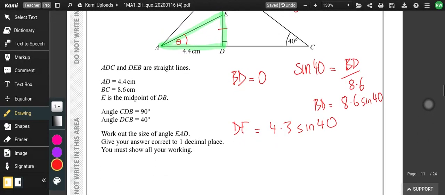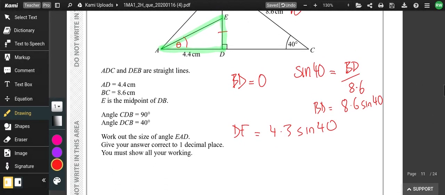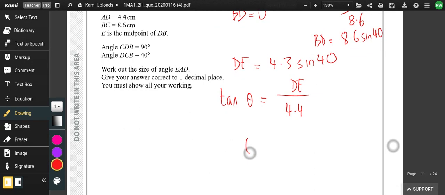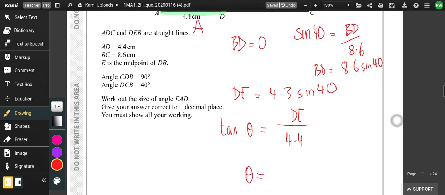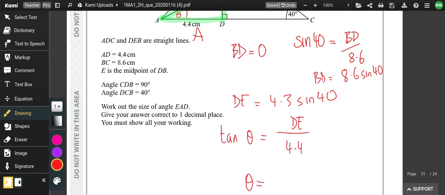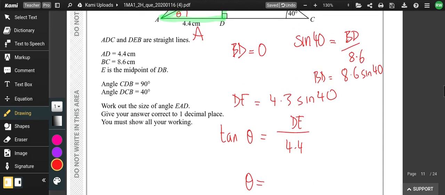That's absolutely fine. And then we're trying to find theta. We now know DE, which is the opposite, and AD is the adjacent. So we're going to use tan theta is equal to the opposite DE over the adjacent 4.4, and then we're going to shift tan that, or the inverse tan of that answer. The only reason I'm doing that is because sometimes we use the decimals, we round it too early, and we lose marks later on.